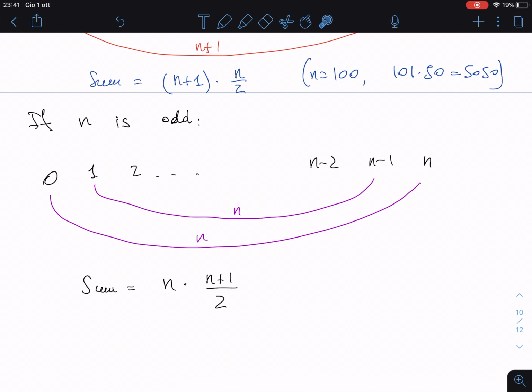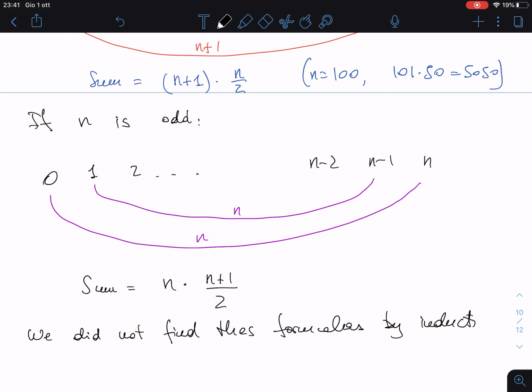We didn't find these formulas by induction. We found them through reasoning, so-called heuristic reasoning. Heuristic means not completely rigorous reasoning, which allows you to find a result. Okay? Eurisko in ancient Greek means I find. Heuristic, that is done to find.